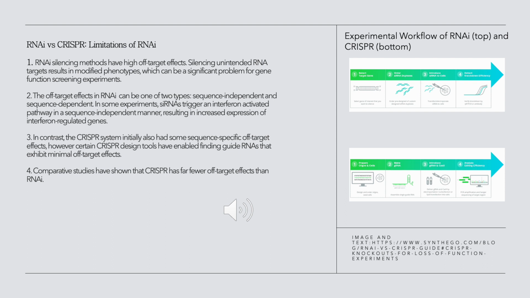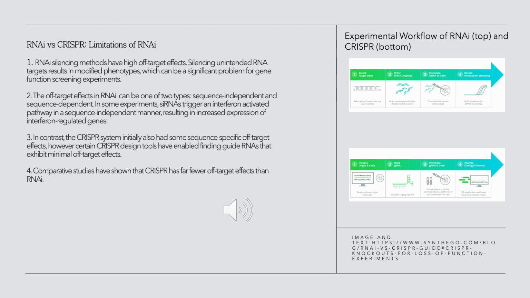Before we get into clinical applications, it's important to discuss some limitations of RNAi. Most importantly, RNAi silencing methods have high off-target effects. This means that RNAi will sometimes silence unintended RNA targets, resulting in modified phenotypes, which can be a huge problem for gene screening experiments, as well as just the well-being of the study subjects.